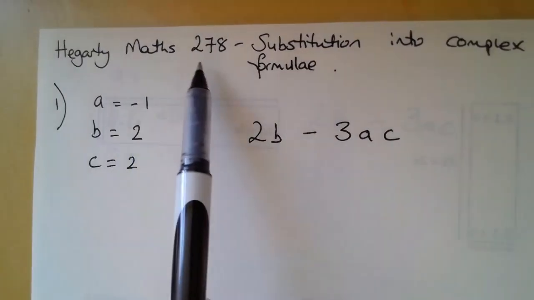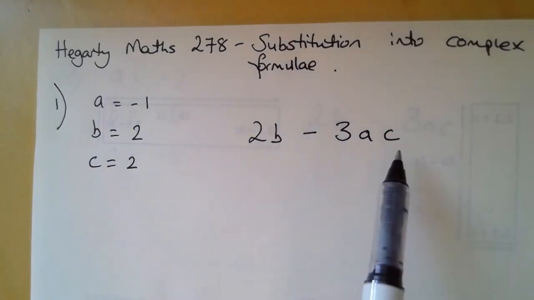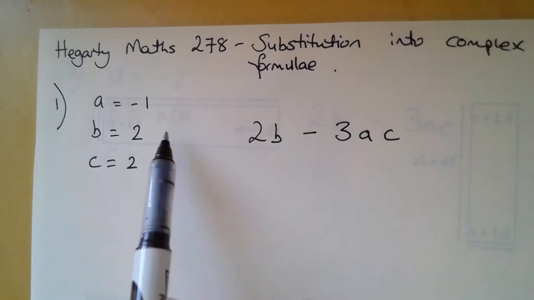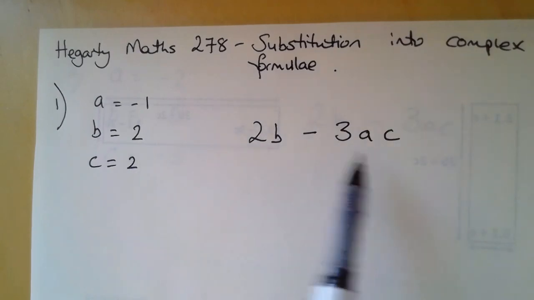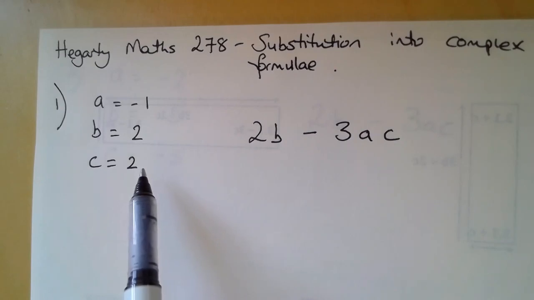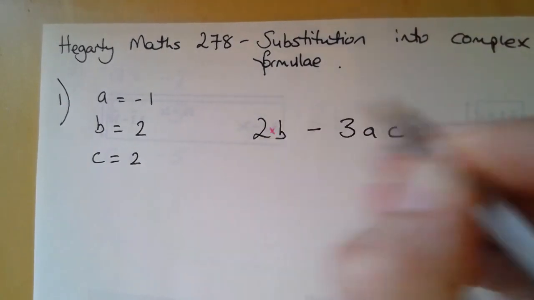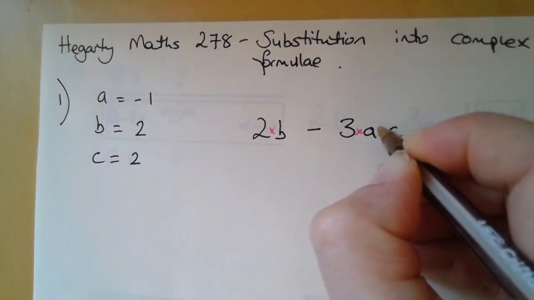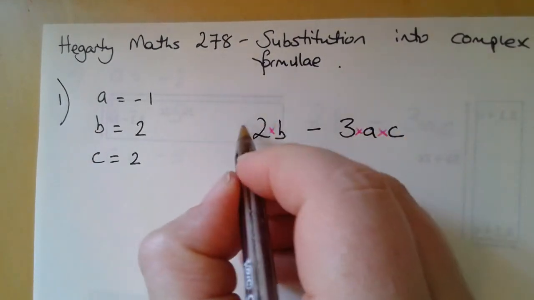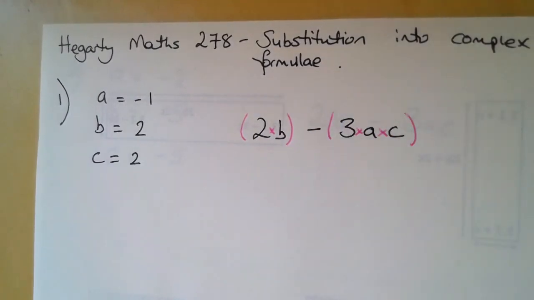Substitution into complex formulae. This is our formulae. Everywhere there's a B, we have to write a 2. An A, we have to write -1, and a C, a 2. I've got some invisible multiplication signs in here, here, and here. I can also put some invisible brackets around these, and that helps us later on.